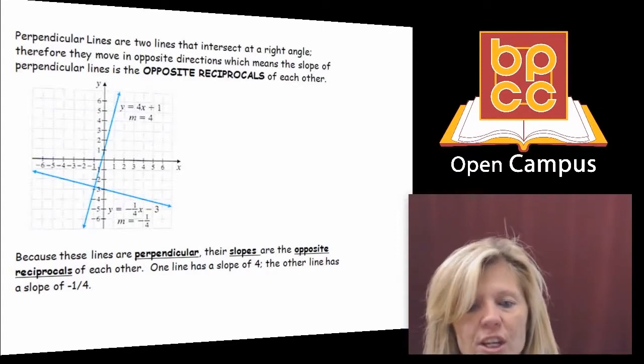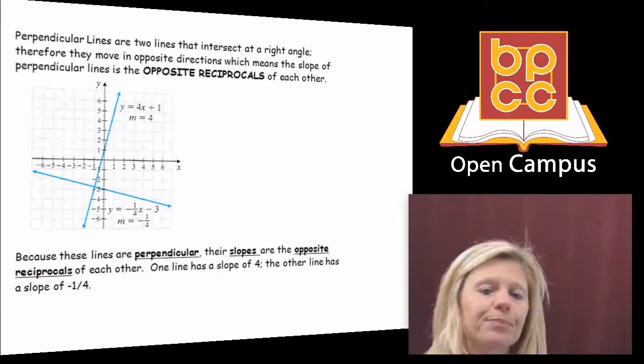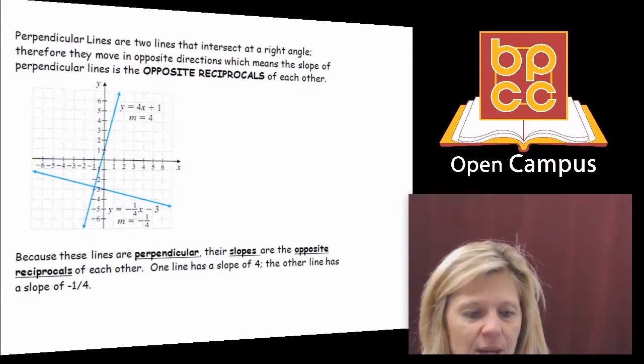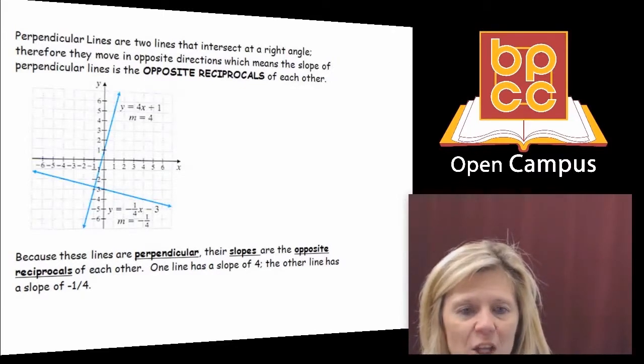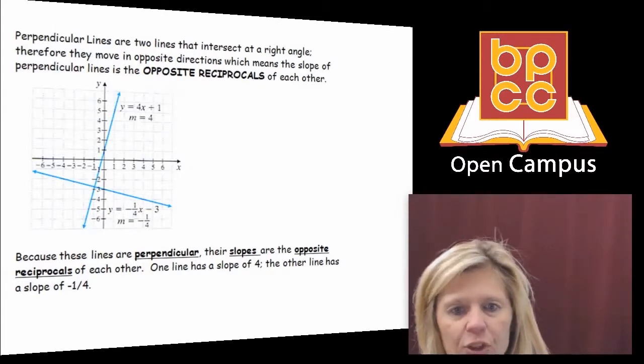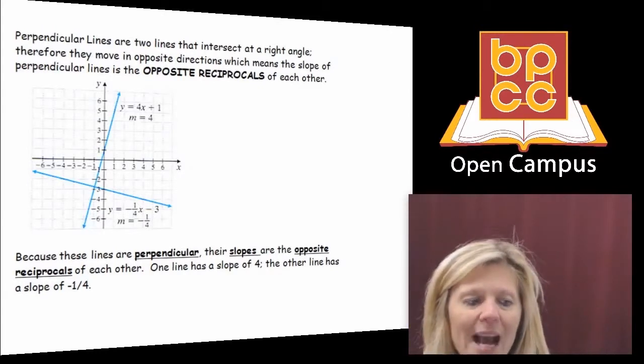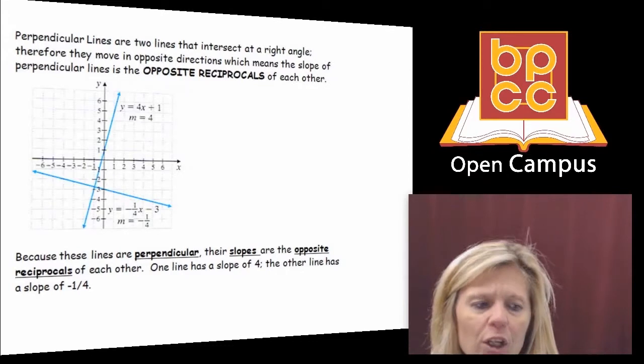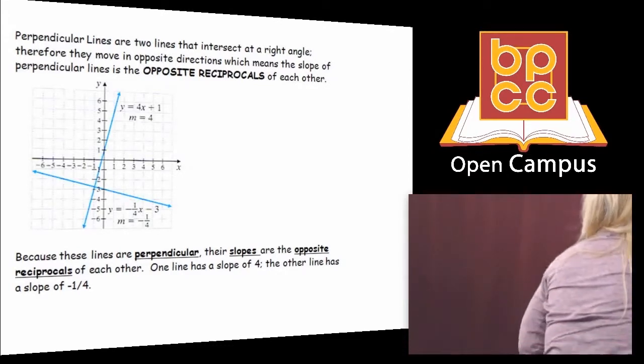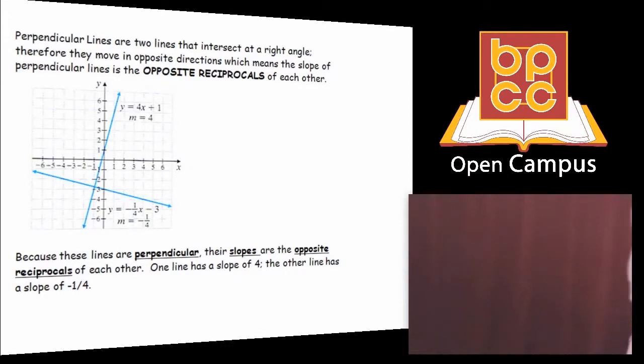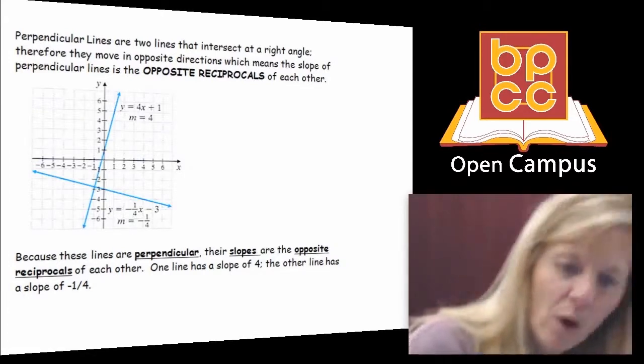The next equation is y equals negative 1/4 x minus 3. So we went to the y-intercept of negative 3, and that slope meant to go down 1 to the right 4. And that's how we got that line. If you look closely, are the slopes the same number? Nope, they're not. If you look closely, the numbers for slope have a special relationship. One slope is 4. The other slope is negative 1/4.